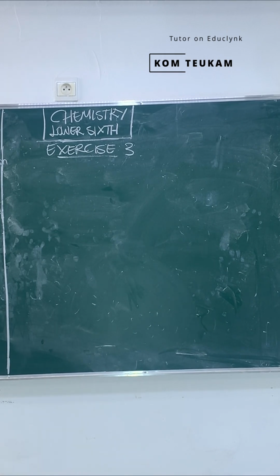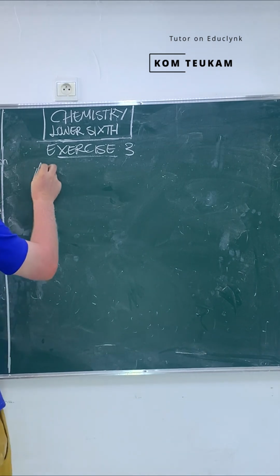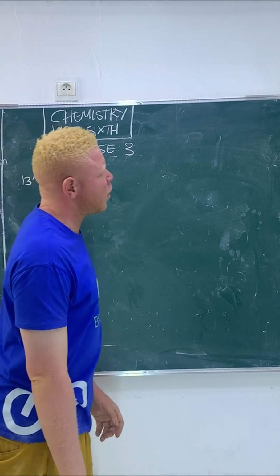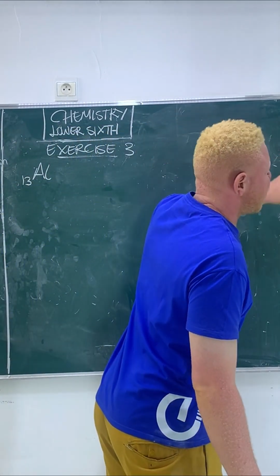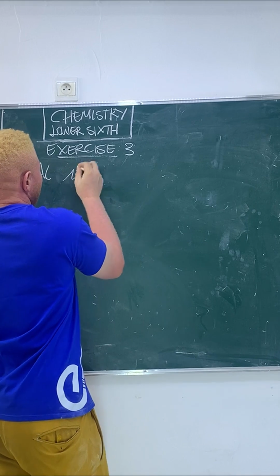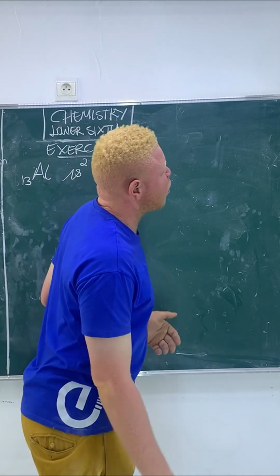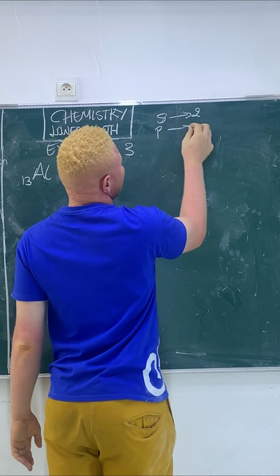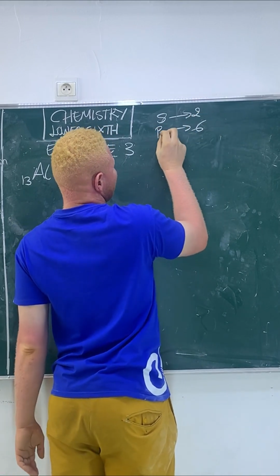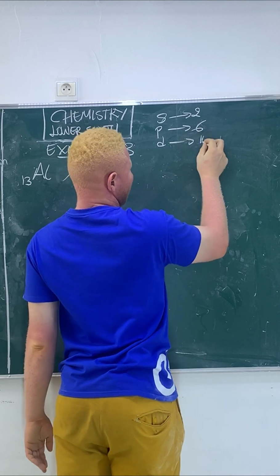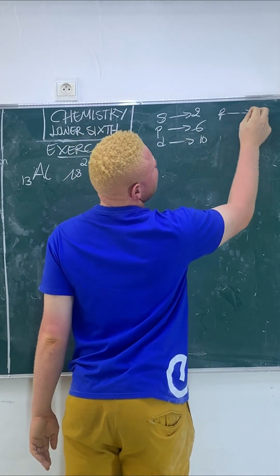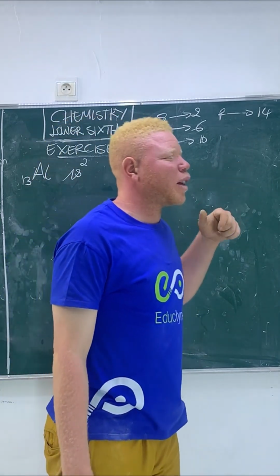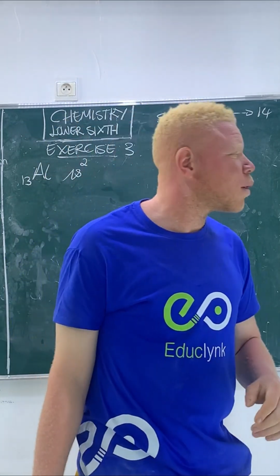Let's start with aluminium, atomic number 13. We fill the subshells. The first subshell is 1s, so 1s2. The s orbital takes a total of 2 electrons, the p subshell takes 6, the d takes a total of 10, and the f takes a total of 14. So 1s2, being an s orbital, takes a total of 2 electrons.